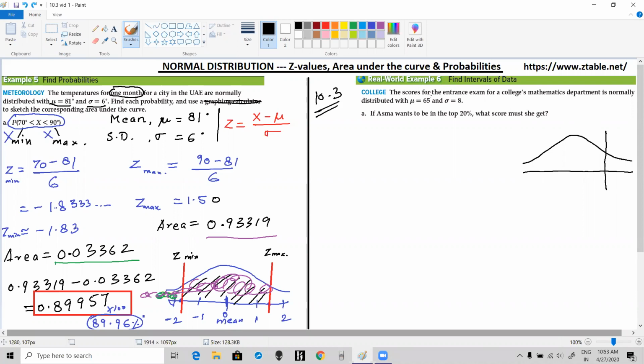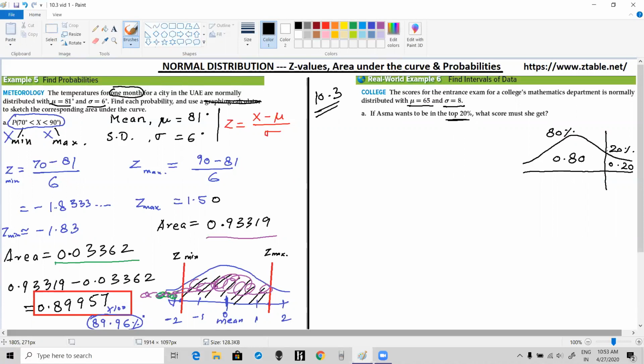The scores for the entrance exam for the college mathematics department have a mean of 65 and a standard deviation of 8. Now there is a student who wants to be in the top 20%. That means she wants to be here. If I divide it by 100, I get 0.20, and the left part should be 80%, which is 0.80.